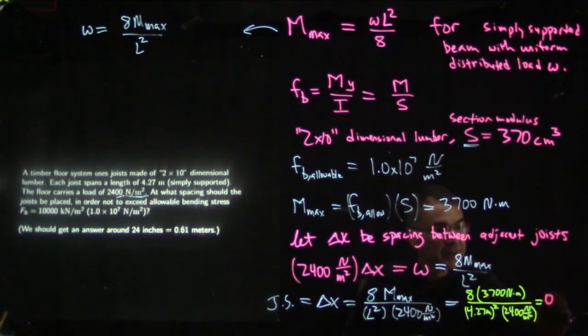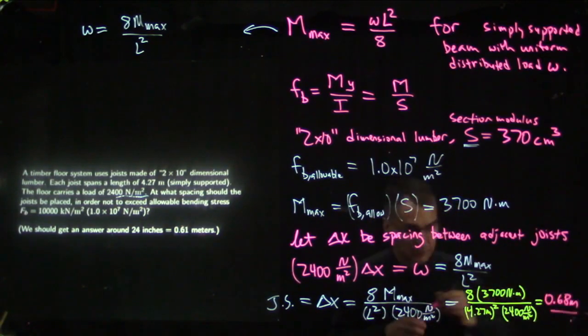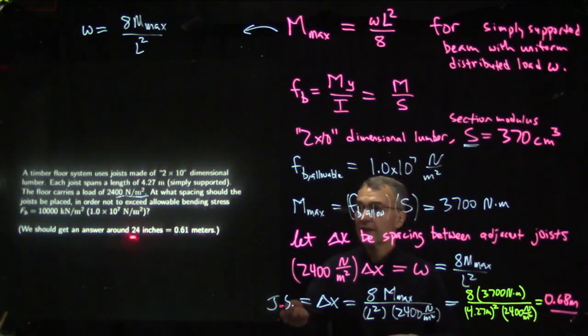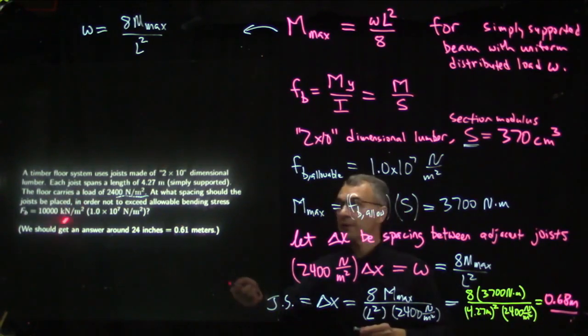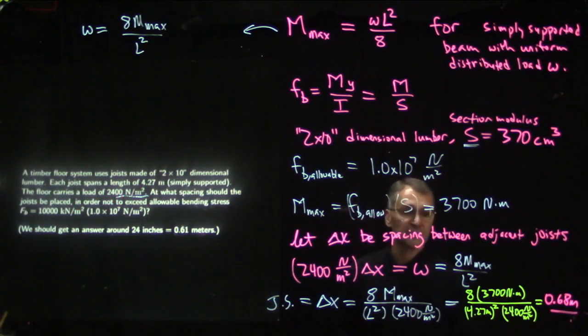Plugging in numbers, I got 0.68 meters, which is of the right scale. We expected to get about 24 inches, which is about 0.61 meters. So we plugged in 3,700 newton meters as the maximum allowed bending moment. We plugged in the length of the beam squared. The length was 4.27 meters. We plugged in 2,400 newtons per square meter as the force per unit area that the floor is designed to carry. And then let's look at Onouye's solution on the next page.